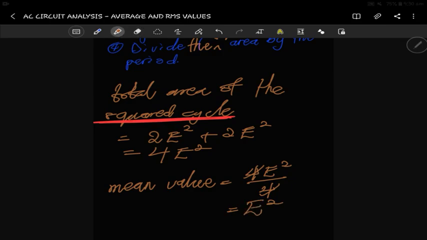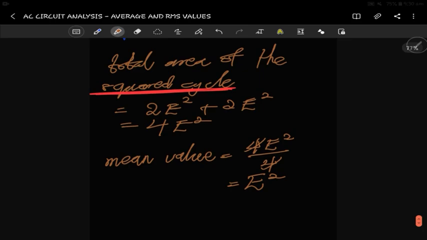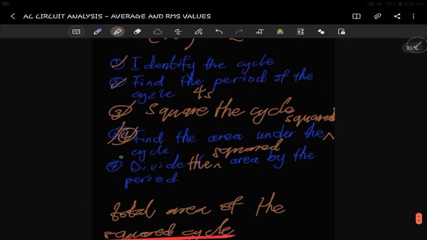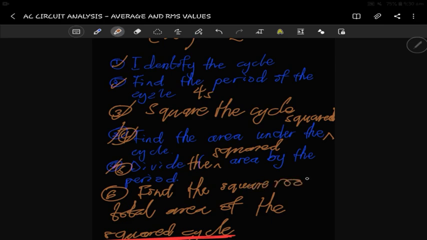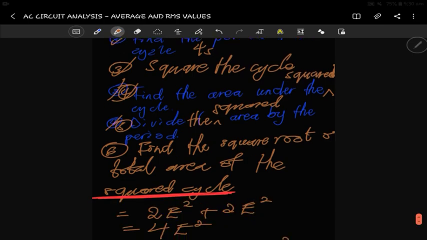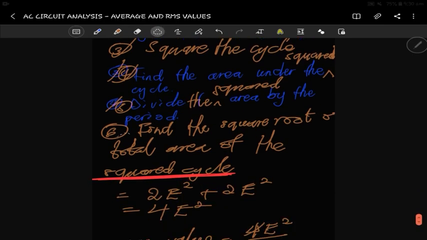So this right here is the 5th step. We're just trying to relate this to the average value procedure, right. The 6th step will be to find the square root of the mean value. Square root of the mean value.